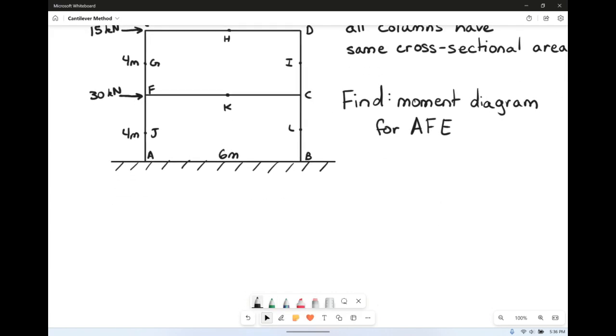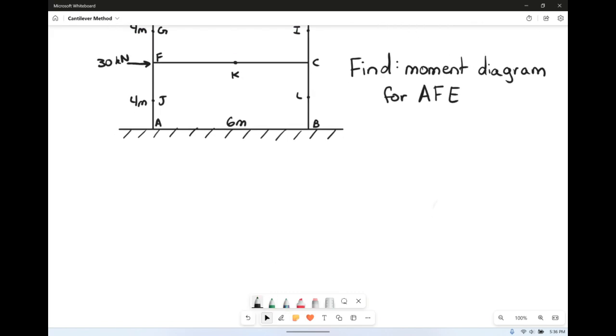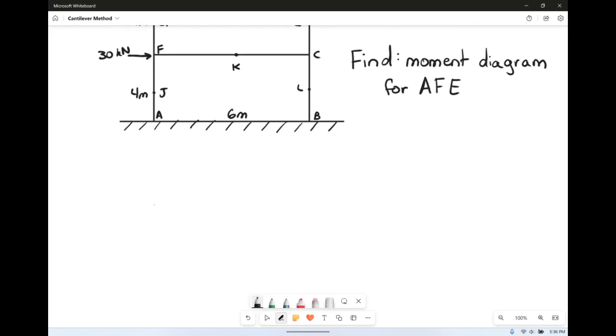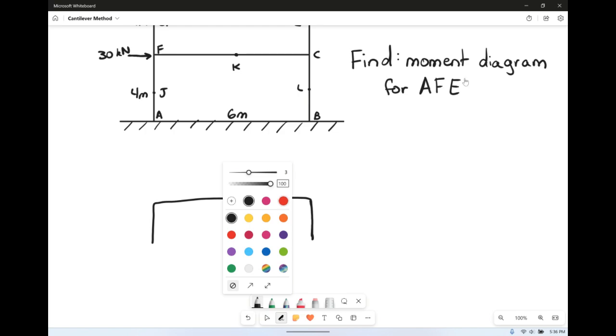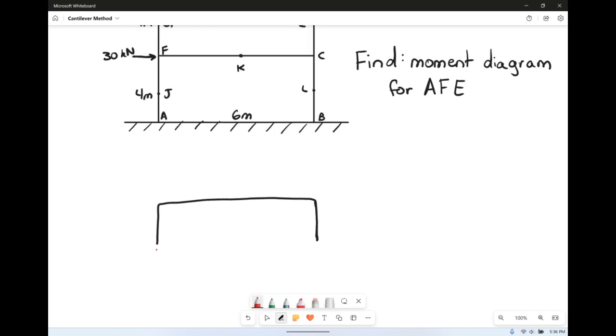So first thing that we're going to do is cut through here. We're going to cut right through G and I and make a little free body diagram here. So we're making our cut. Again, halfway up is going to be where that zero moment location is located. And we're just going to draw a little picture. We've got normal forces coming out.